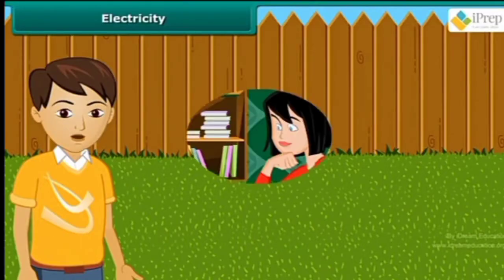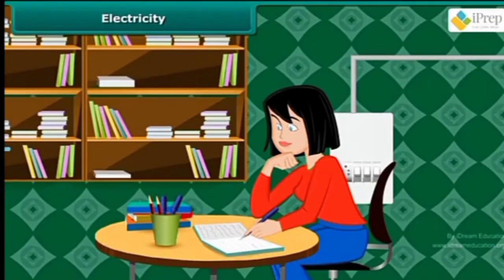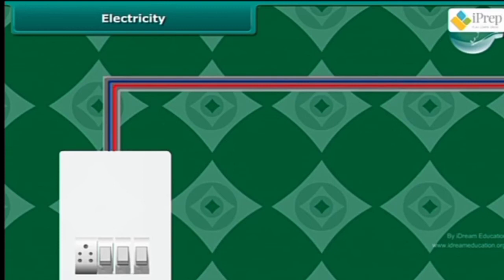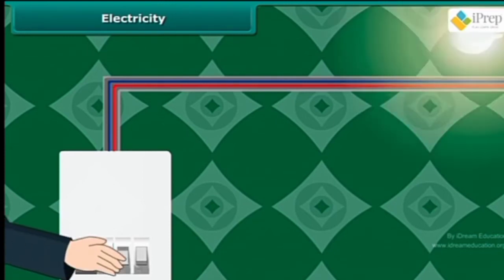You study in the late evening. Of course, you light up your room using an electric bulb. Have you ever wondered what causes the bulb or the tube to light up? They need electricity to light up. Electricity passes through the wires and reaches the filament of the bulb, heating it up to glow.